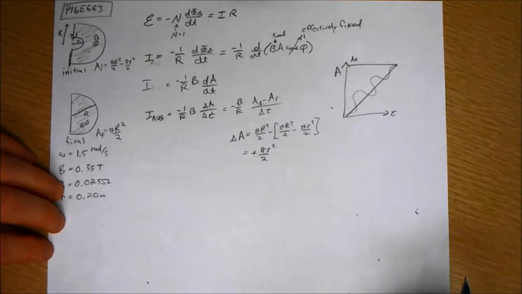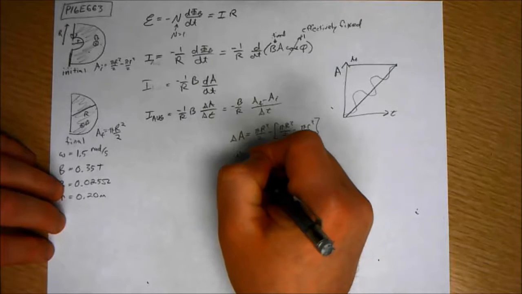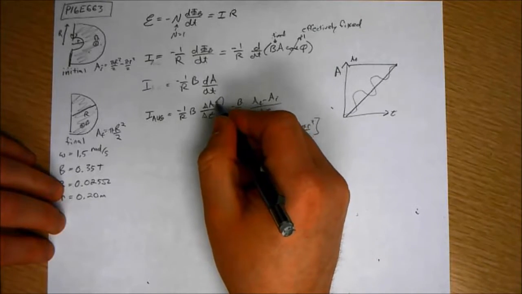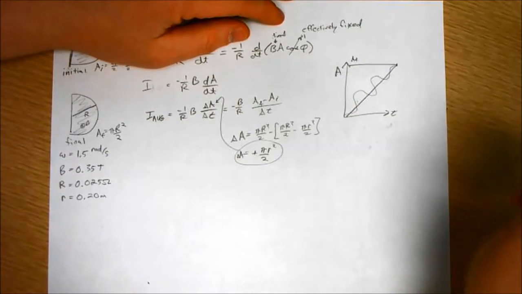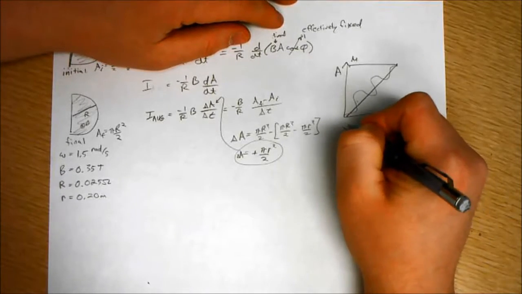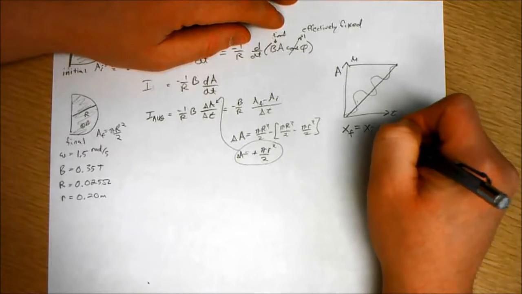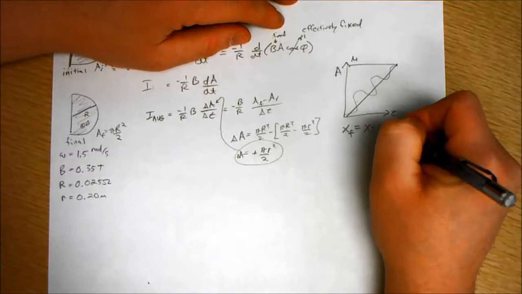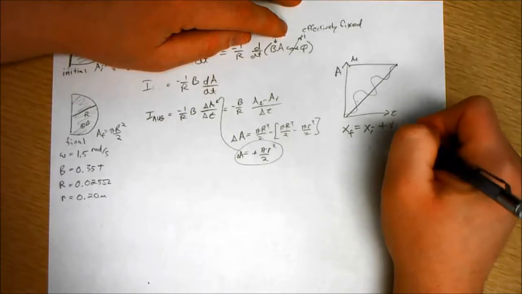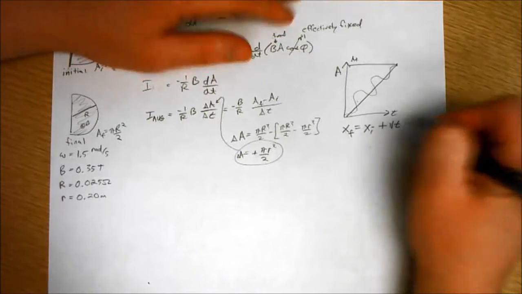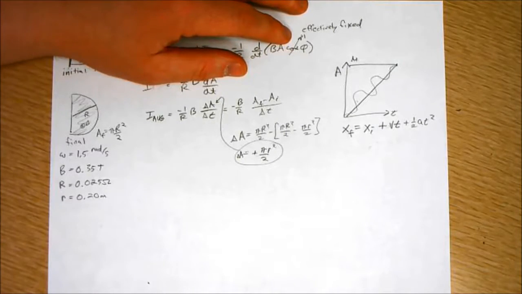Okay, but we haven't found delta t. We can take this and dump it in up here, but we haven't found delta t yet. So in order to find delta t, let's look back at our kinematic equations. So our final location is equal to our initial location plus velocity times the amount of time you travel plus 1/2 a t squared, correct? Do you remember that at all?